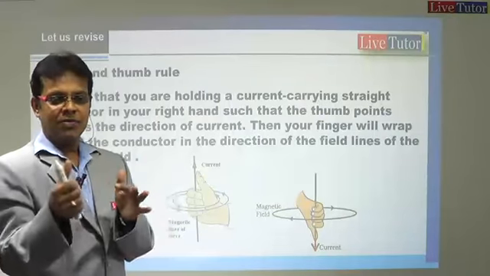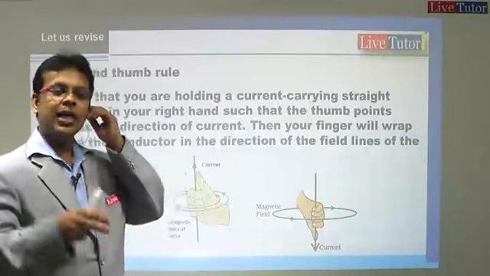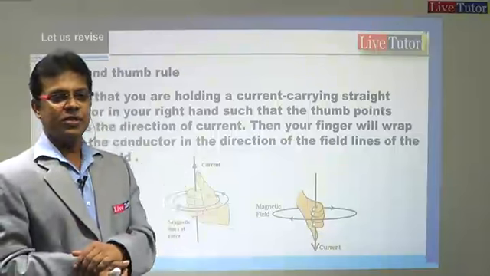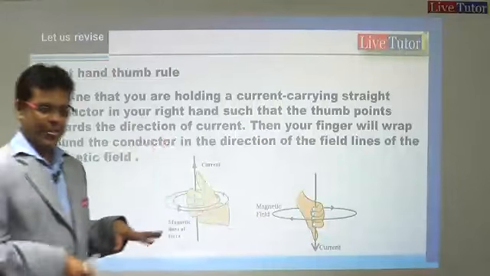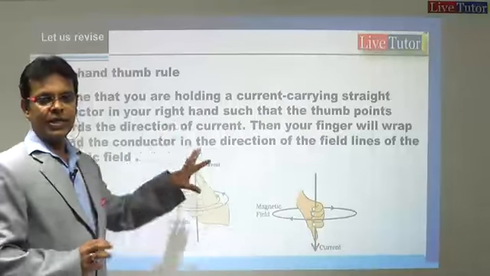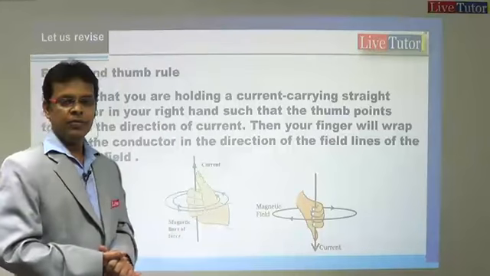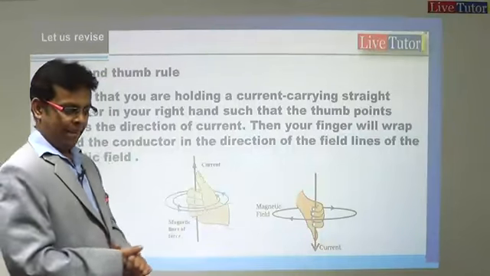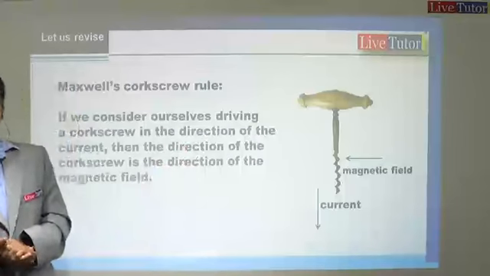So always remember the concept, then you can keep that in any direction and find out the direction of magnetic lines of force. This is how we have to apply this for different situations. Are you clear about this concept of the right hand thumb rule? Clear?